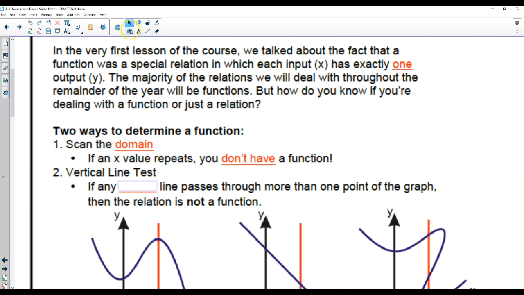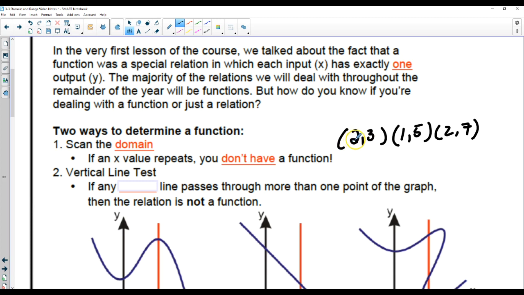So what I mean by that is, let's say you have these ordered pairs: 1, 5, and I don't know, 2, 7. Those x values, the domain would be 2 and 1, and then there's another 2, but it's already there. So those x values repeat, and they have different outputs. This would not be a function. If that was a 3, then it would still be a function.